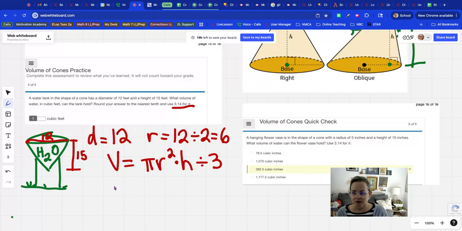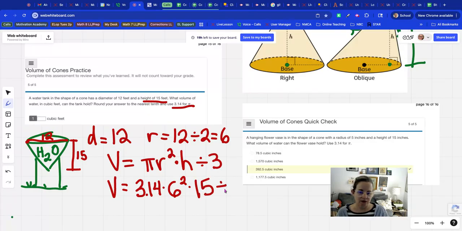Let's go ahead and substitute what we know. We know pi is 3.14. We know the radius is 6, so I've got to square it. We know the height, they told us in the problem right here. The height is 15.